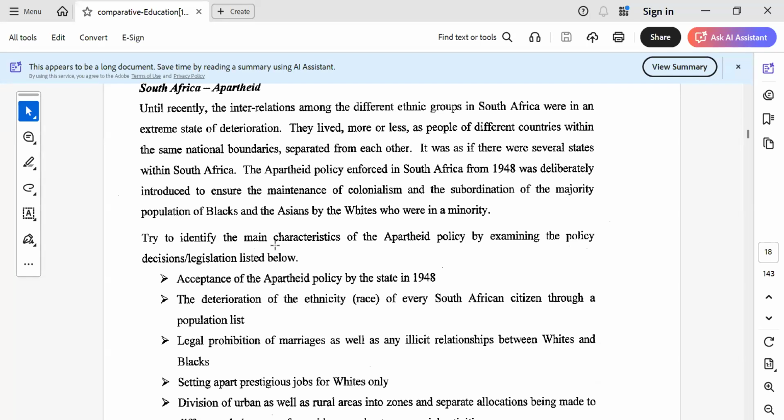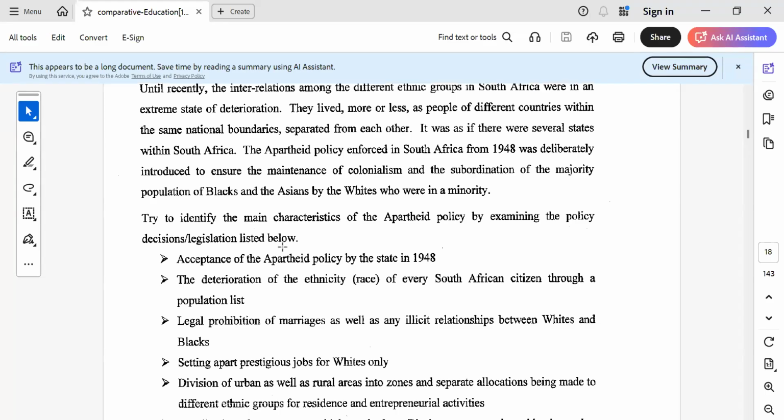So these are the main characteristics of the apartheid policy, right? Already accepted by the state in South Africa. Every South African citizen through a population list. Legal prohibition of marriages, that means the whites can't marry blacks. Then setting apart prestigious jobs for whites only, right? Prestigious jobs only for whites, not for the blacks or Asians, right?